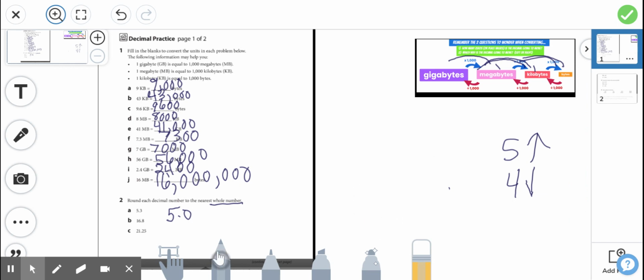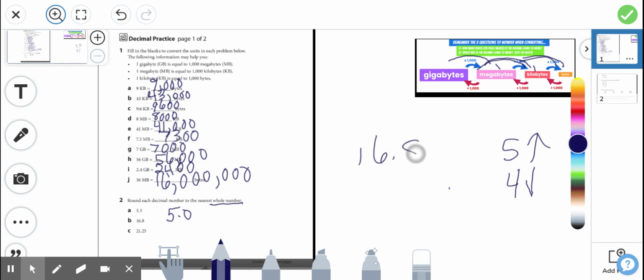Our next problem is 16.8. We need to round to this whole number here. 8 is our helper number. 8 tells me if I'm going to be rounding up or down, and it looks like 5 or greater. We round this up. So our number will be 17.0.